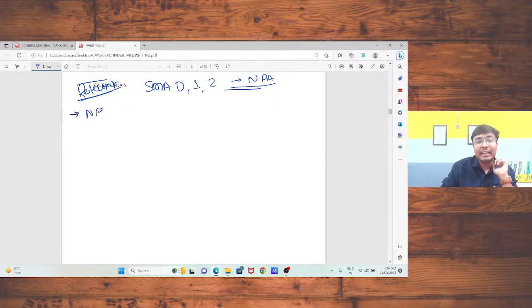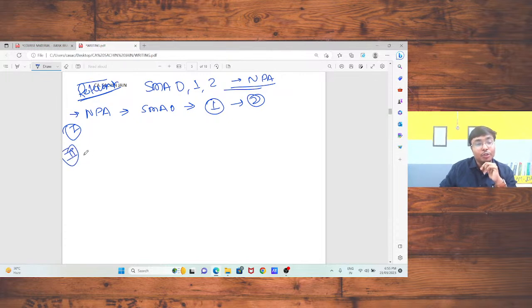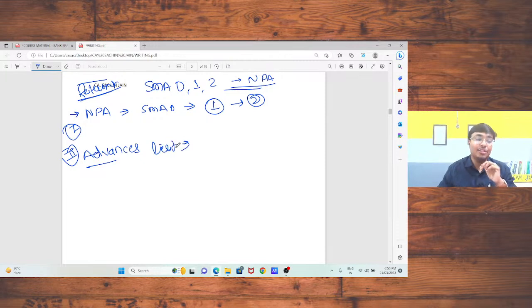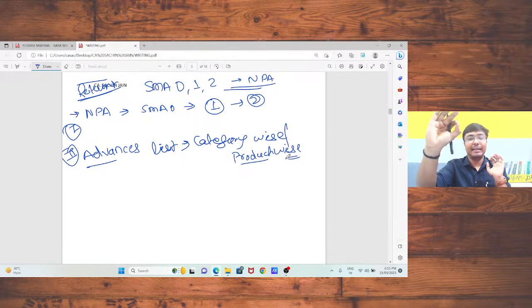You should take one report regarding NPA, SMA 0, SMA 1, and SMA 2 from the bank. This report is completely generated from CBS. That is the first task. Second task, you should demand one advances list from the branch. Say to your branch manager, sir, please provide the advances list category wise or product wise.